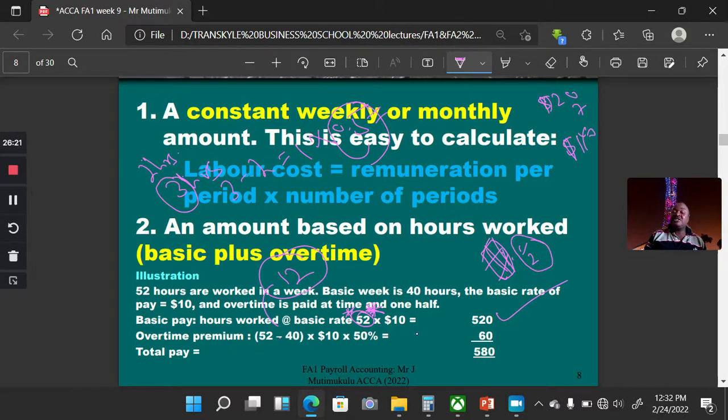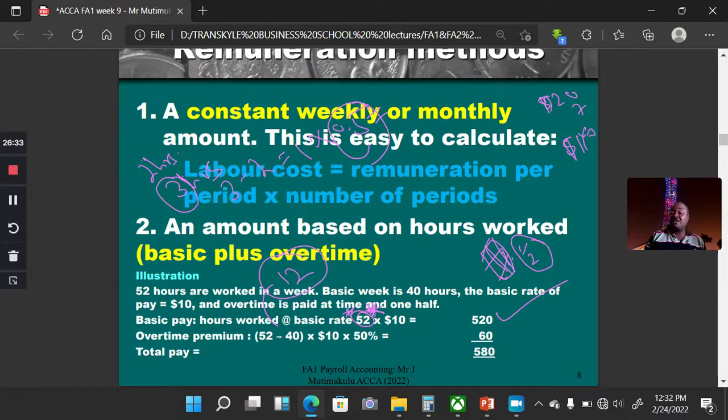And you need to ensure that you are comfortable, because they are treated differently when it comes to classification of costs. Do not bunch the basic component as part of the overtime premium. The overtime premium is the 50%, which is multiplied by $10, multiplied by the total time, in this case 12 hours, and we get 60. So you add up and you get a total of 580.